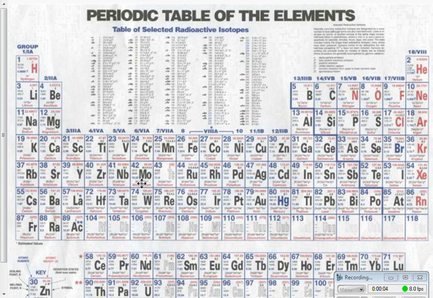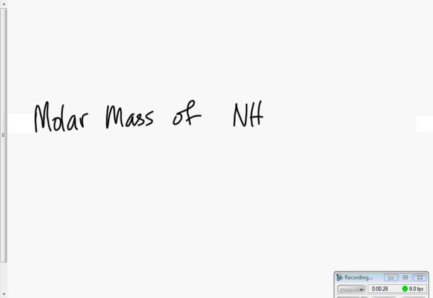This video is on how to calculate molar mass. I'm just going to do a quick example. So you're going to need your periodic table out, just like I have here, so you can follow along. So let's find the molar mass of (NH4)2SO4, that's NH4 taken twice, SO4.